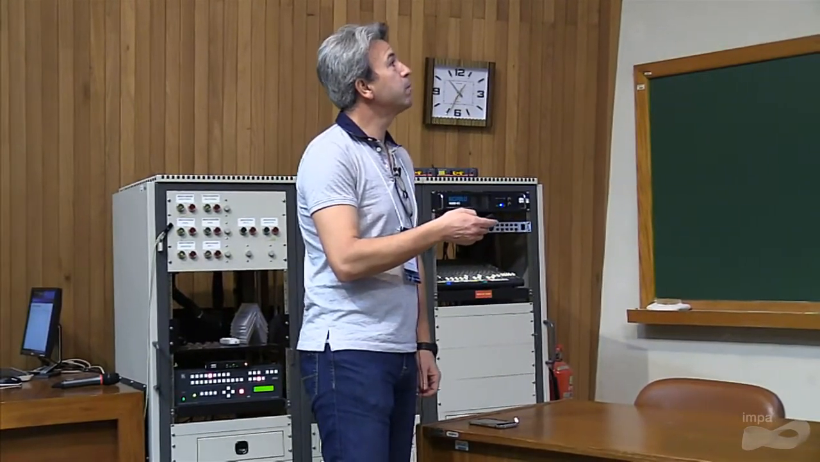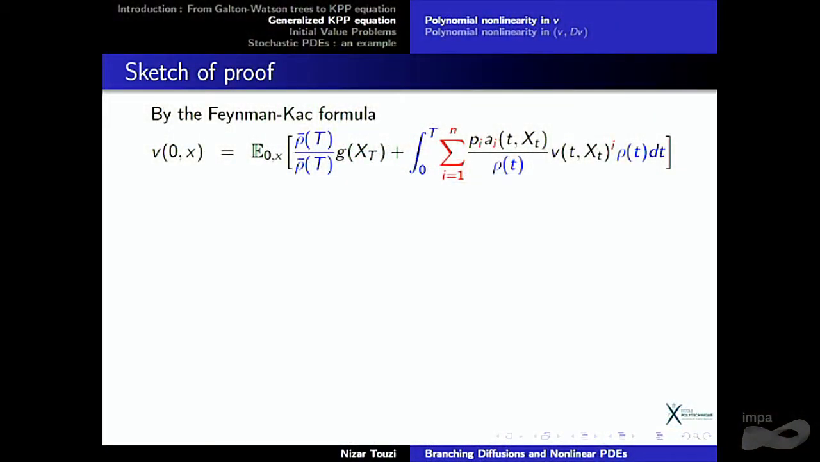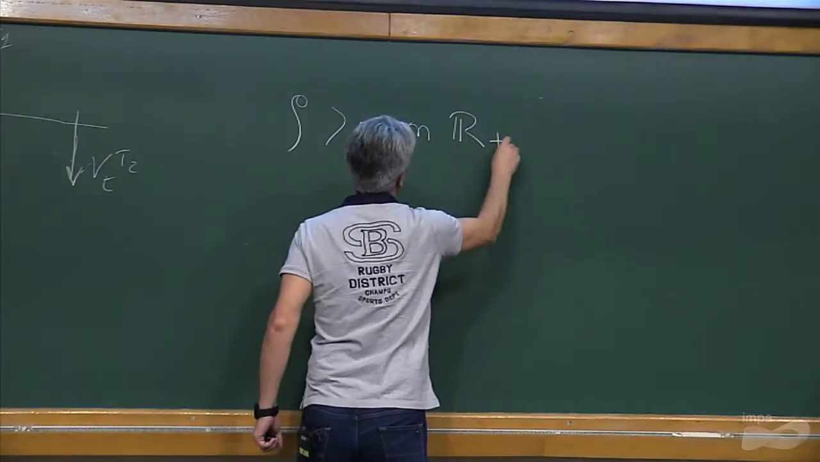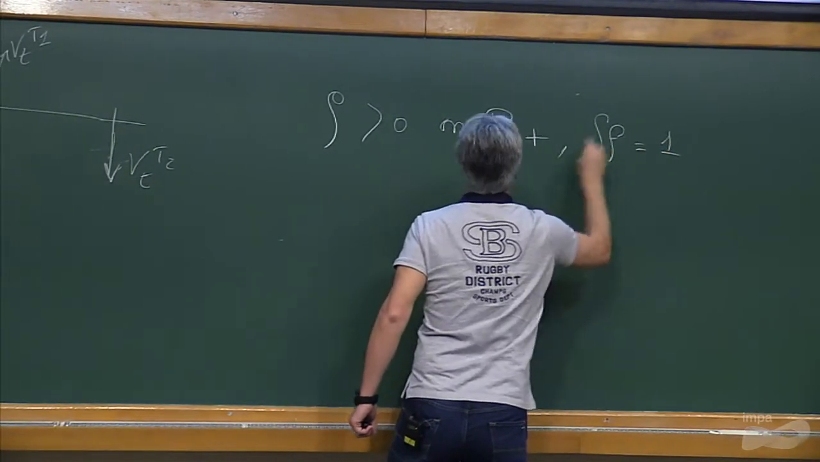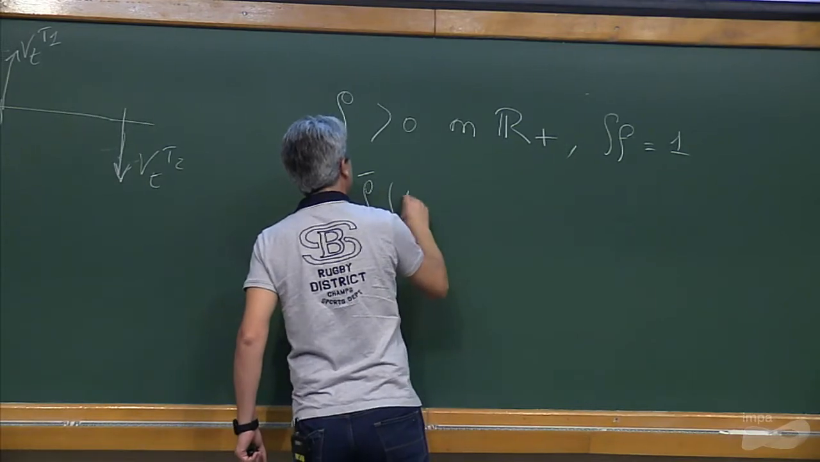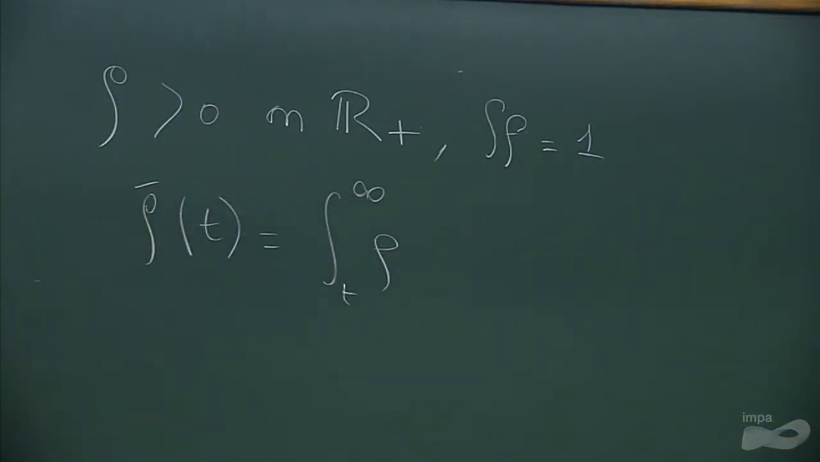For the blue part, I will multiply by rho, divide by rho. I'm not changing anything. And I'm introducing this rho bar. So rho is any density. Rho is a density, which is positive on the positive real line and integrates to 1. And what I call rho bar of t is the integral from t to infinity of rho. This is the notation.